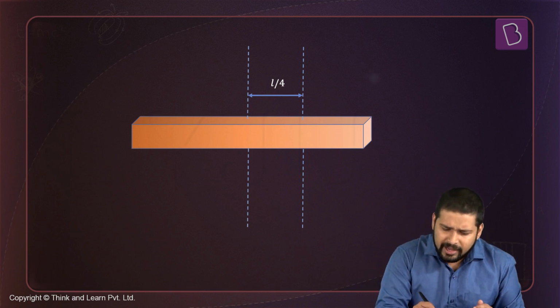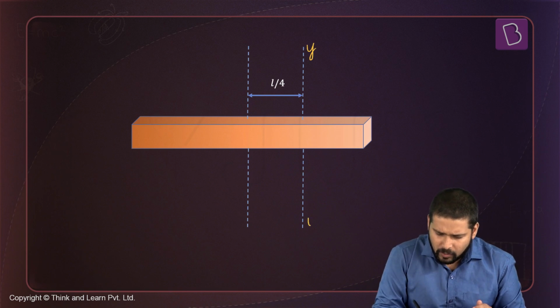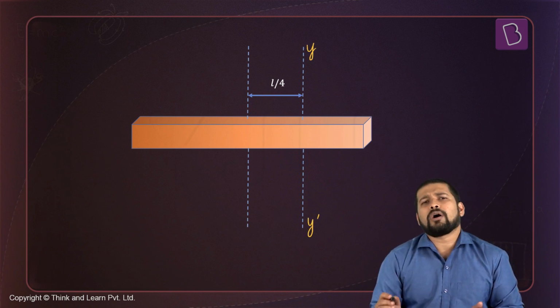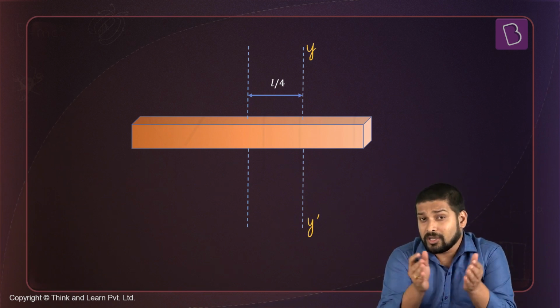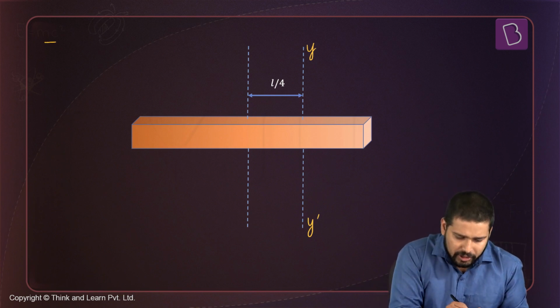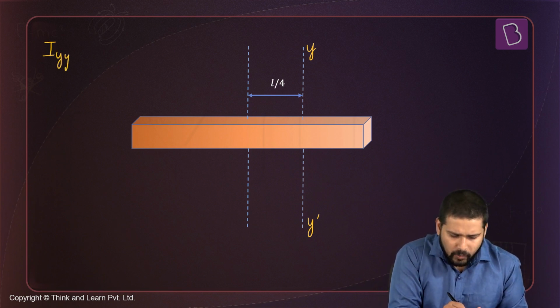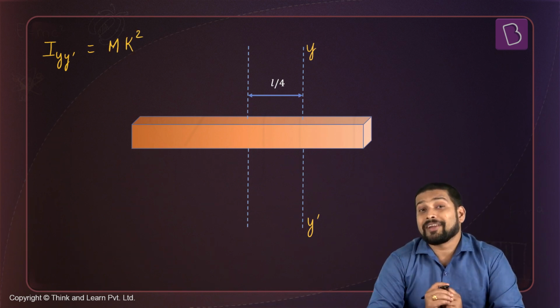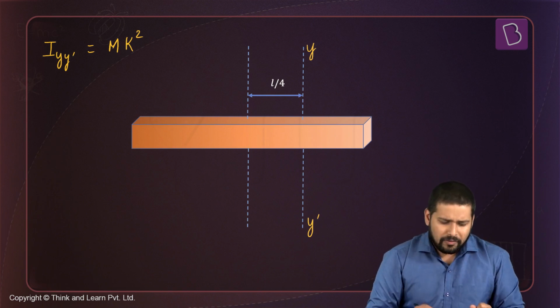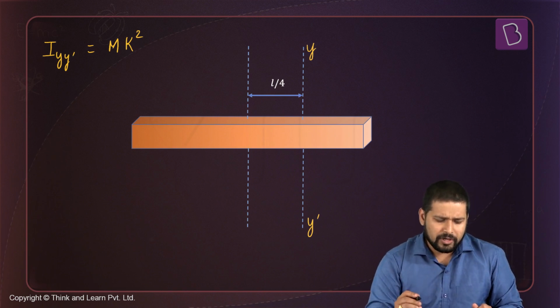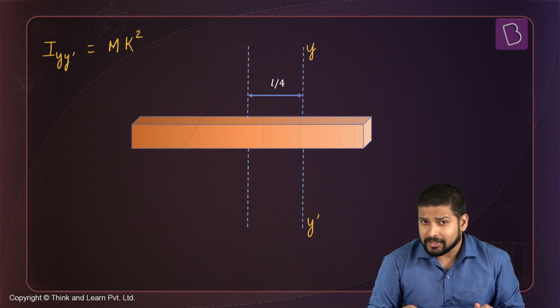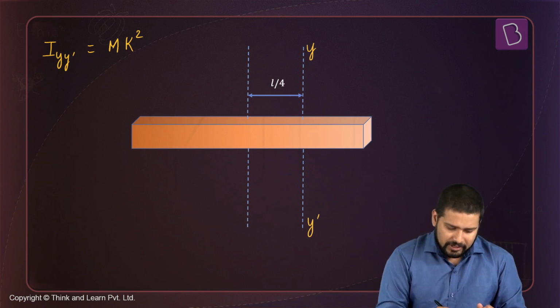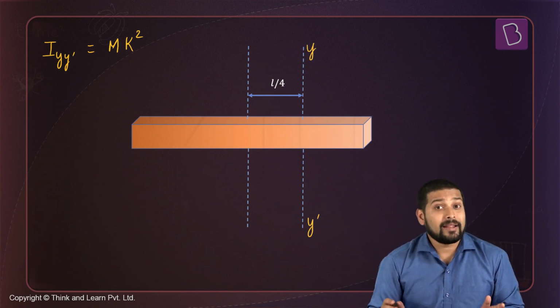So let's mark this axis as y dash. We know the formula of a radius of gyration, which is equal to mk square. So moment of inertia about y dash is going to be equal to mk square, where m is the mass of the rod and k is the radius of gyration. So if I have to find the value of moment of inertia about y dash axis, how do we do that? First thing is that we have to use the parallel axis theorem.